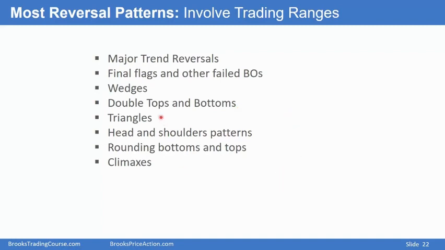A triangle is a trading range. A head and shoulders pattern is always a trading range, and most head and shoulders patterns are also triangles. Rounded bottoms and tops, those obviously are trading ranges. And climaxes usually have at least a small trading range, a small final flag, or a small lower high or higher low after the climactic reversal.